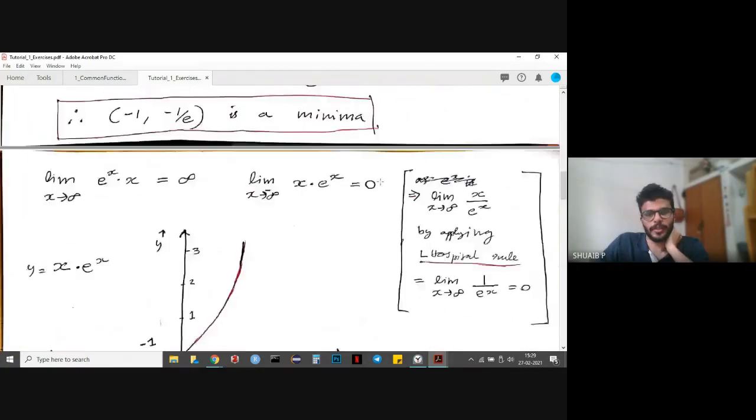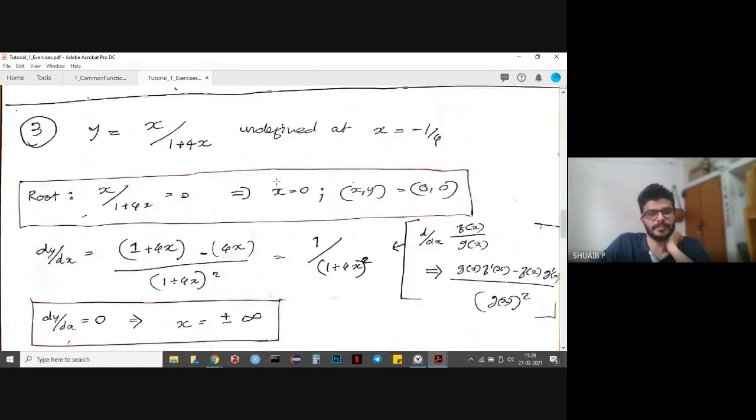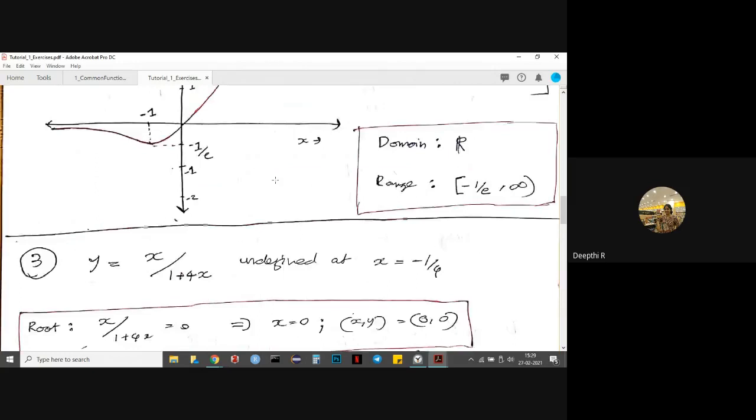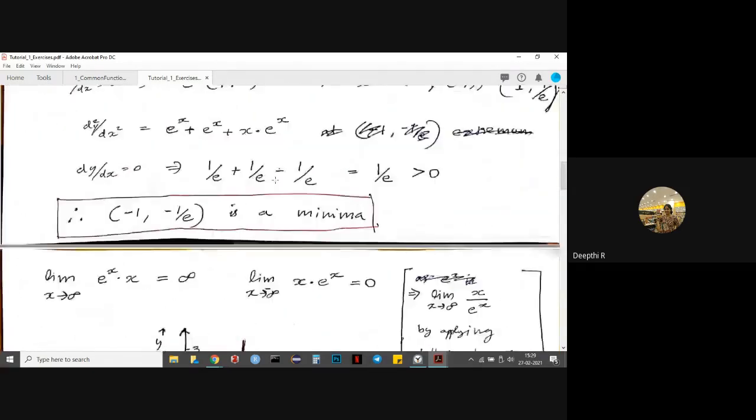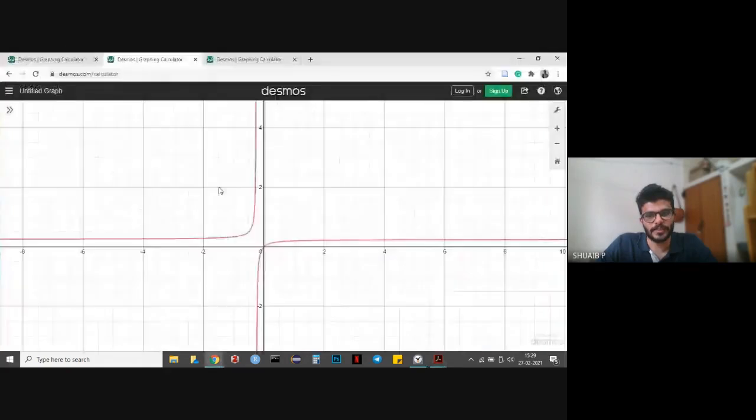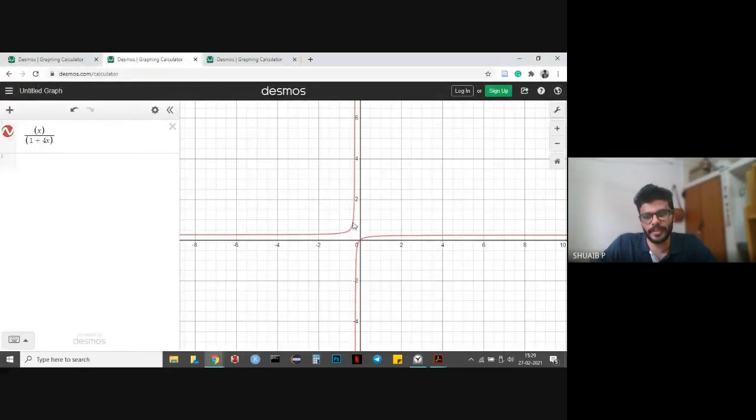Here we couldn't make such a simplification. Okay, yeah, so because we could do that, the quotient rule was not required. Okay, yeah. Thank you.